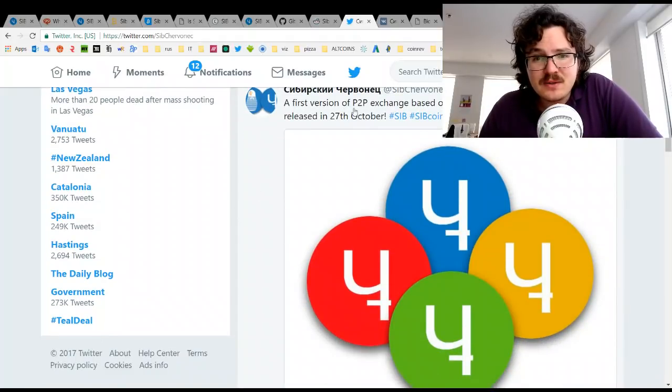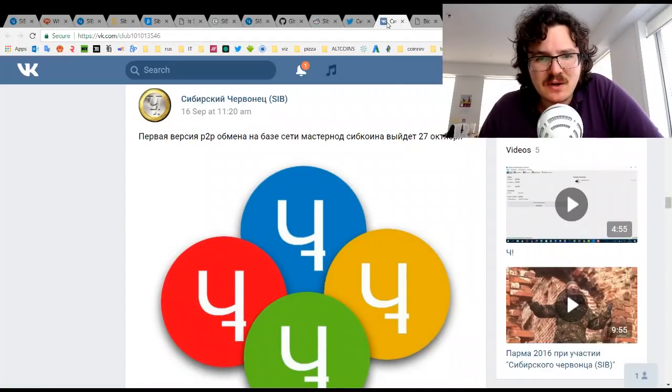They've got a peer-to-peer exchange coming up. So there's not a lot of details on that here. So we'll be looking forward to see some more details of that. That's coming out on the 27th of October. So keep an eye out for that. We'll be interested to see what the developments are with that.